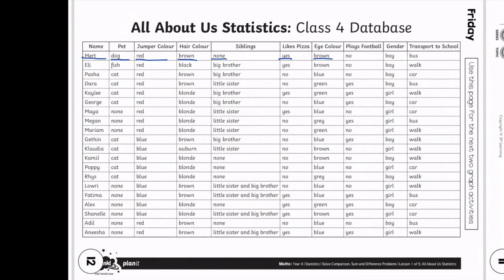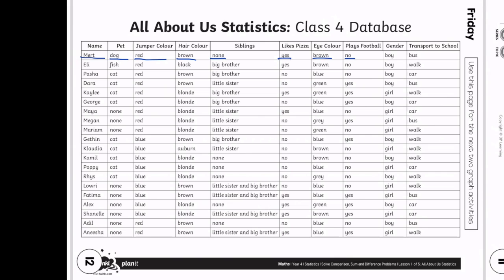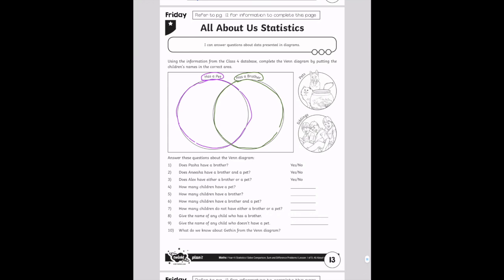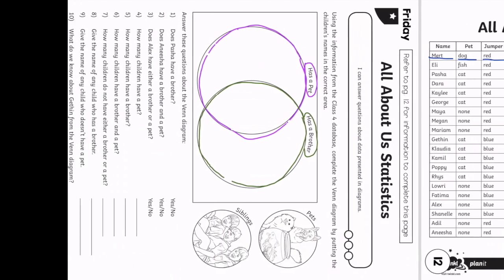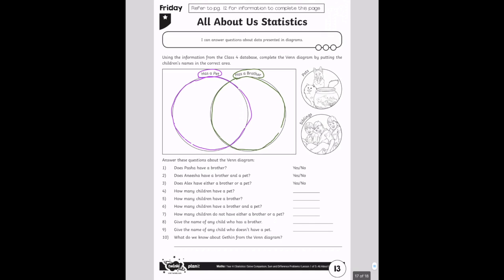Does he play football? No. What is his gender? He's a boy. And how does he get to school? By bus. Okay, so you're going to now go down the list and you're going to plot them all inside the Venn diagram. So Mert does not have any siblings, but he has a pet dog. So Mert has a pet, but no brother, so Mert would go in here.